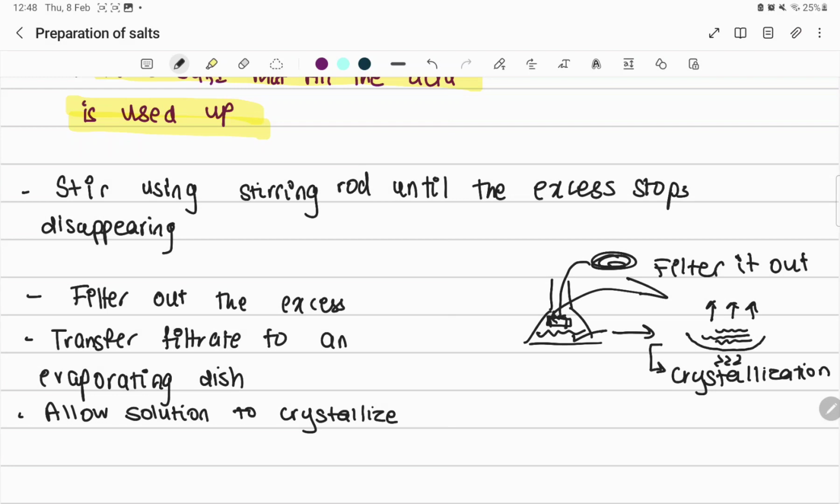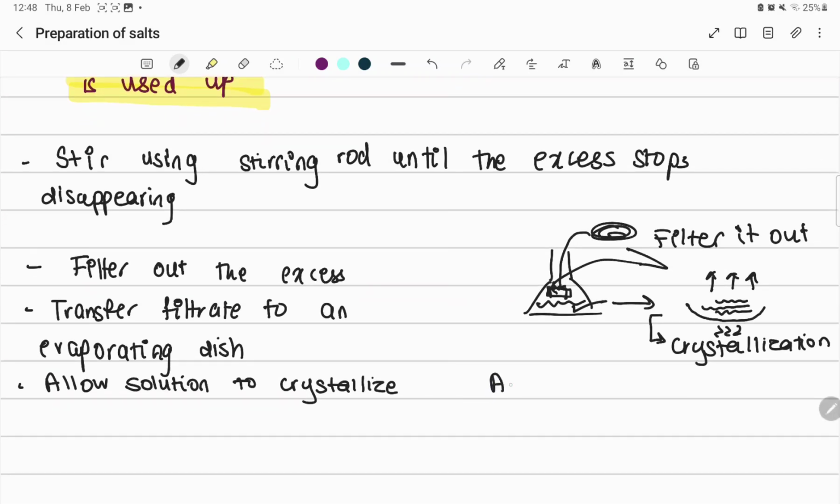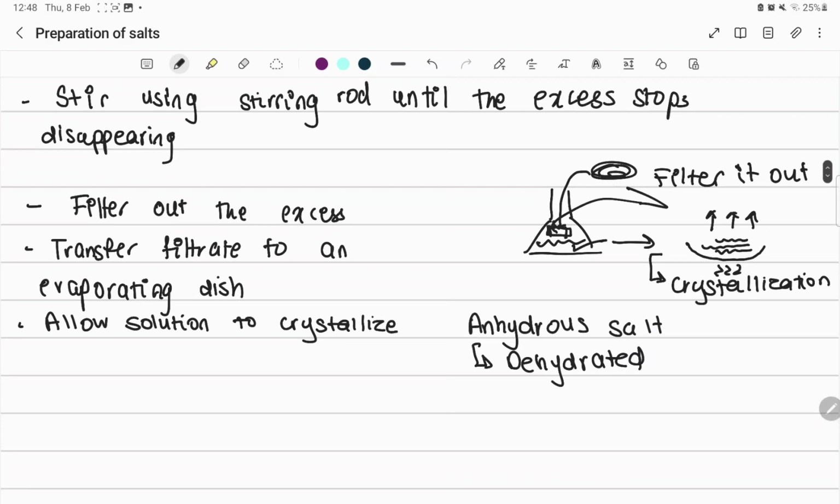If you do provide heat, and I will repeat this in the titration method, do ensure that you do not provide too much heat, because then you will get anhydrous salt. What is anhydrous? Anhydrous is just a fancy way of saying dehydrated. Basically, you will not get pretty hydrated crystals, you will get powdered salt, which you don't want.